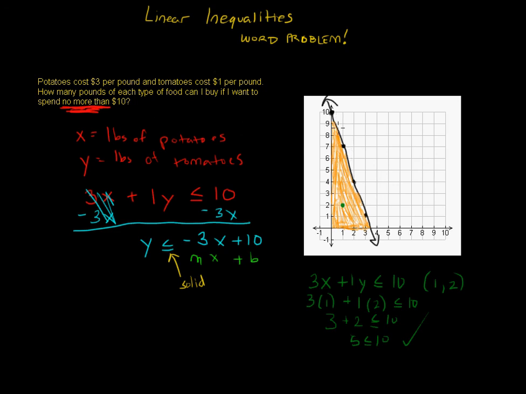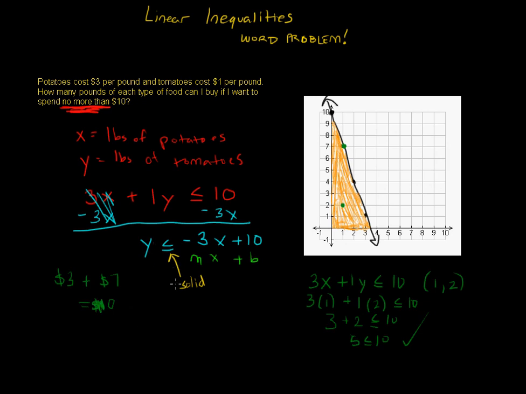Now, the real cool thing is that all of the points on the line are $10. Those are all the combinations that you can get that are exactly $10. So I'll pick, how about this point right here? What about 1 pound of potatoes and 7 pounds of tomatoes? And you know what? I won't even plug it in. You can just look at it and tell. 1 pound of potatoes would be $3. 7 pounds of tomatoes would be $7 because it's $1 per pound. Well, $3 plus $7 is $10, and that works because it's less than or equal to. So or equal to, that's why it works.